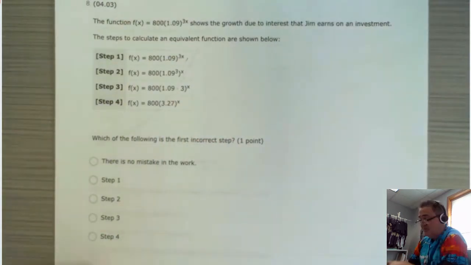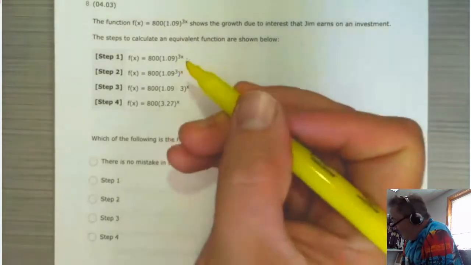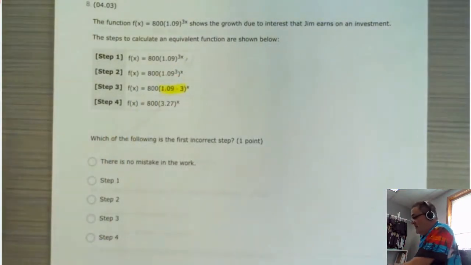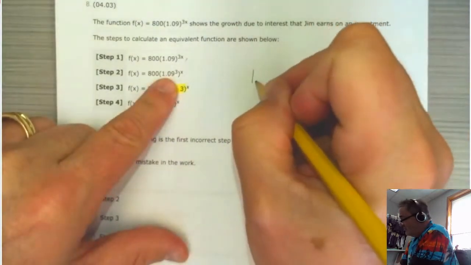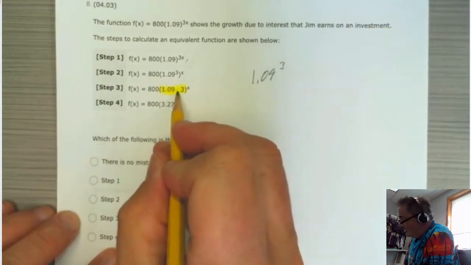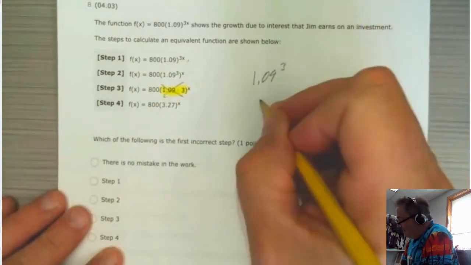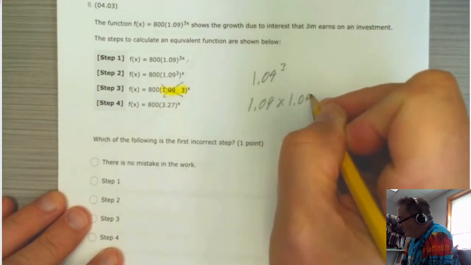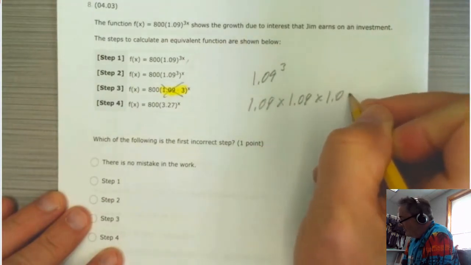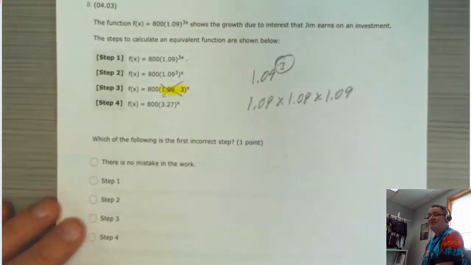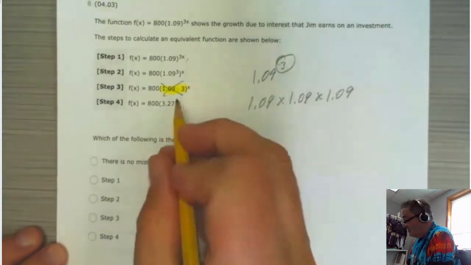Did you spot the problem? The problem came right there. If something is being raised to the 3rd power, 1.09 to the 3rd power, that does not mean we multiply it by 3. That means that we take the 1.09 and we multiply it by 1.09 and we multiply it by 1.09. That means multiply by itself 3 times. That's what to the 3rd power means, not multiply it by 3.